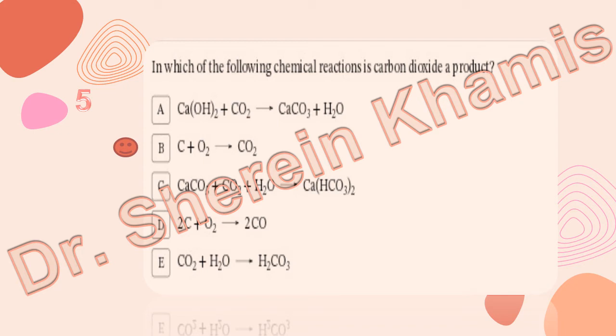One carbon atom reacts with two atoms of oxygen, or one molecule of oxygen, to give carbon dioxide. So it is a balanced equation: the reactants have the same number of atoms as the product. Okay, this is question 5. Let's go to question 6.